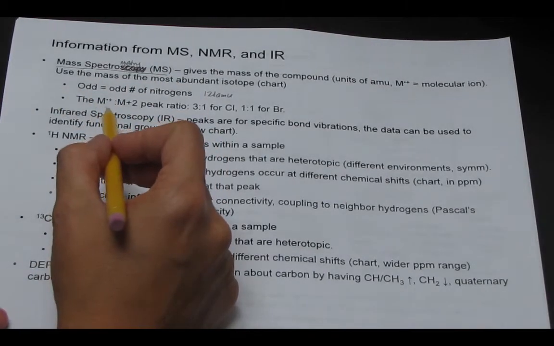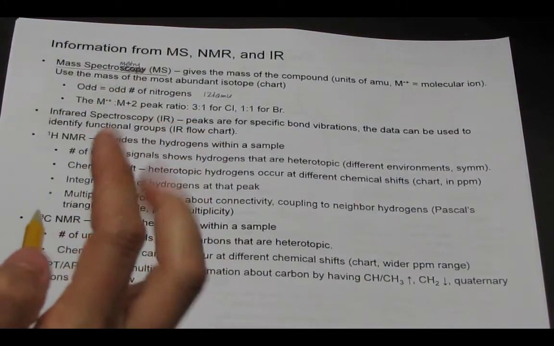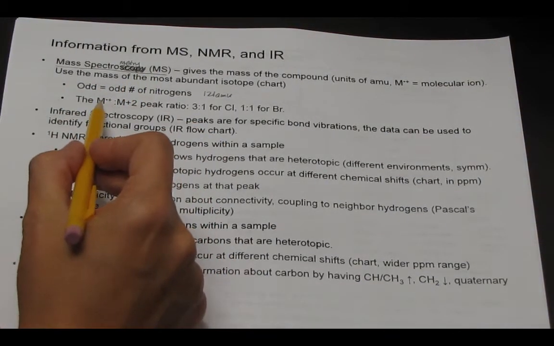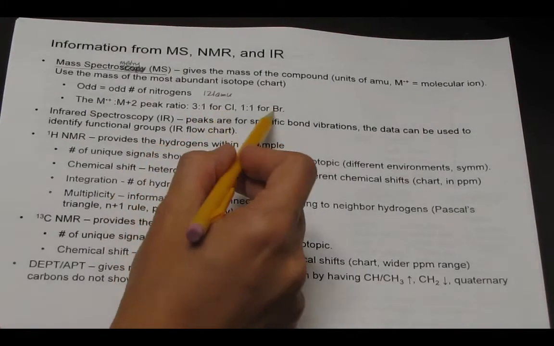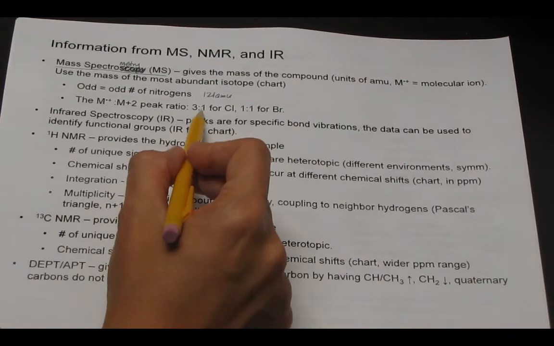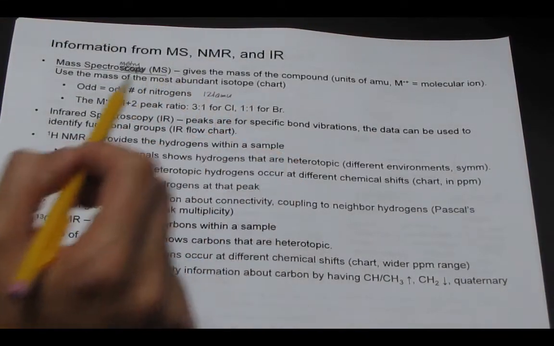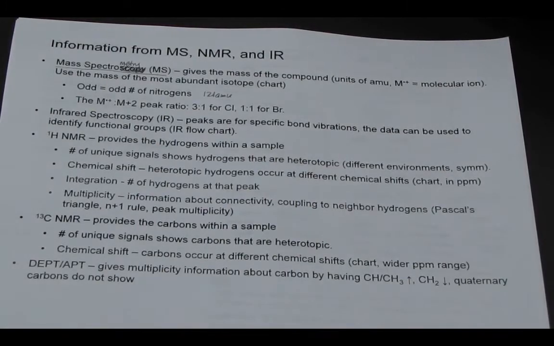You can also get information about what we call the M+2 peak, and that peak weighs 2 more than the molecular ion. That tells you if you have chlorine or bromine, because for chlorine you will have a 3-to-1 ratio of M to M+2, and for bromine you will have a 1-to-1 ratio.